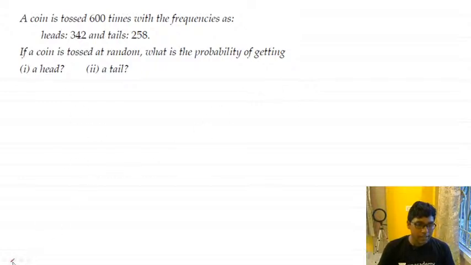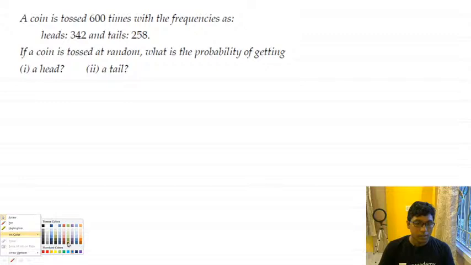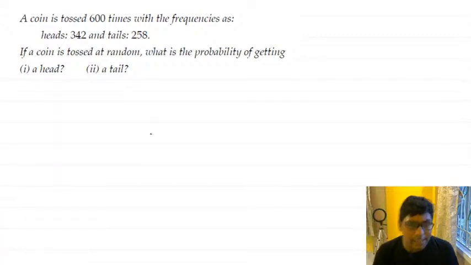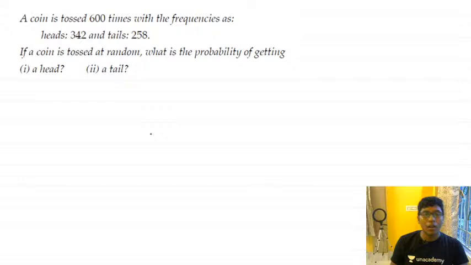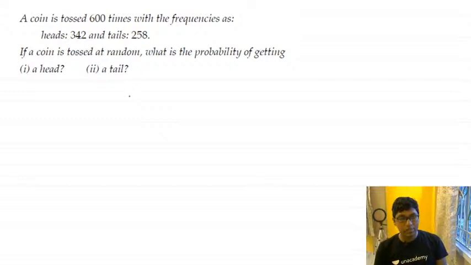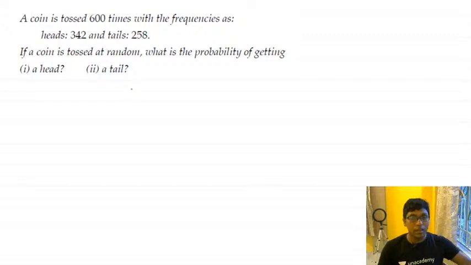It says that a coin is tossed 600 times. Heads we are getting 342 and tails is 258. We are getting head 342 times and tail 258 times. The question is, if a coin is tossed at random, what is the probability of getting a head or getting a tail?